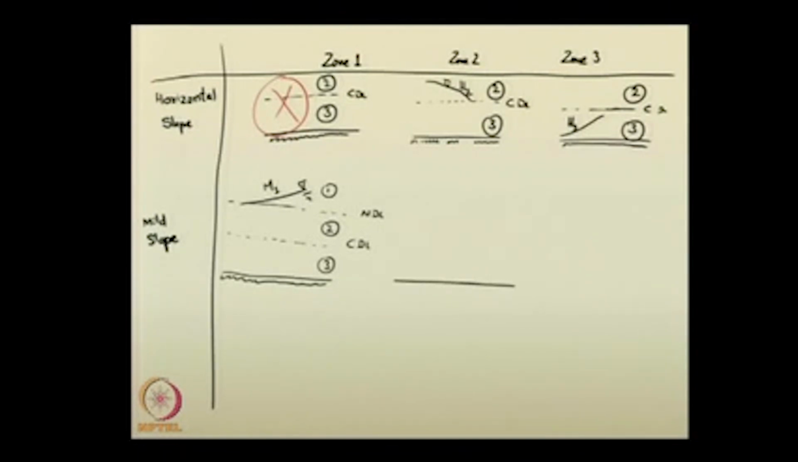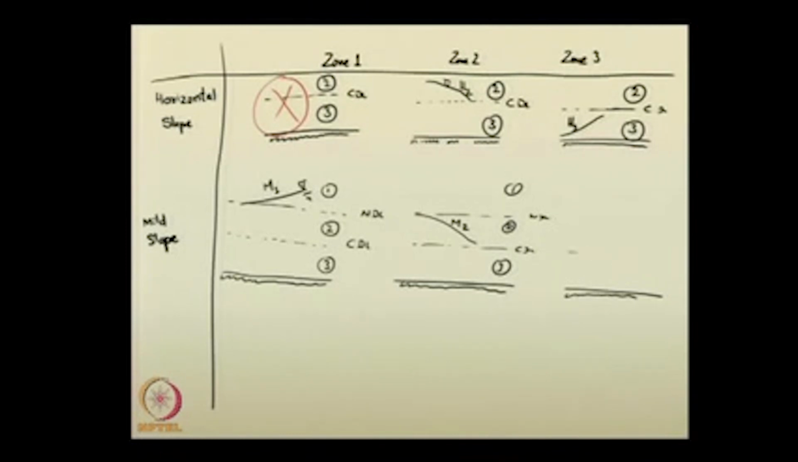Similarly, you draw the same thing, zones 1, 2, 3, and if your water surface profile exists in zone 2, it may be of the following form. This water surface profile is called M2, because it exists in zone 2 of a mild channel. So, this is M2.